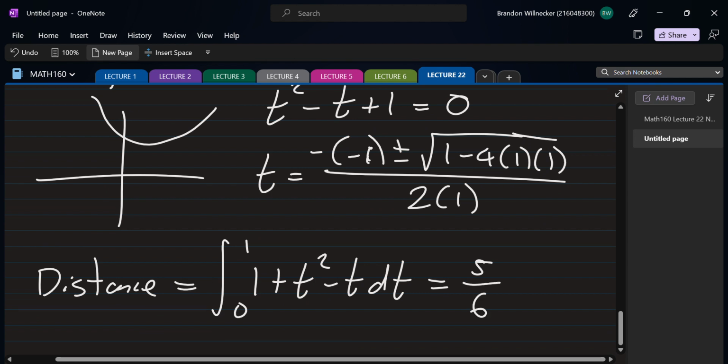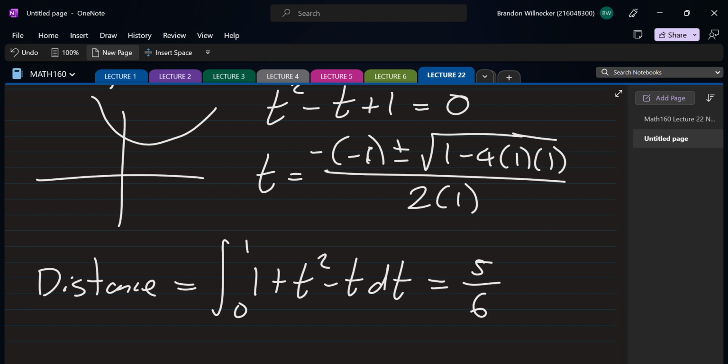Okay, so what does this mean? It means that this particle started at the origin. It moved along the x-axis, but it never went back. It just went straight along the x-axis, which means the displacement is equal to the distance. Now that's not always going to happen. If the particle goes forward for a bit, and backwards for a bit, and then forwards again, the displacement and the distance will not be equal. In this case it is, but it won't be in general.